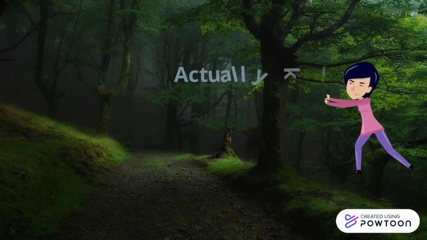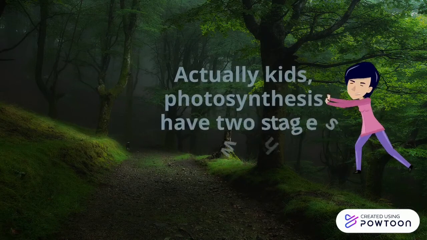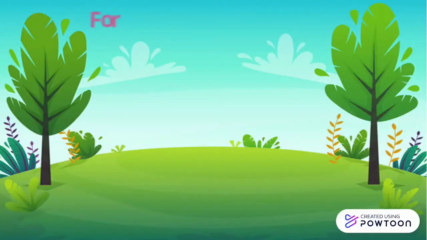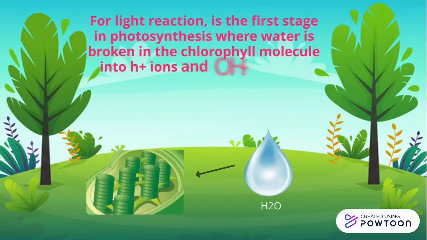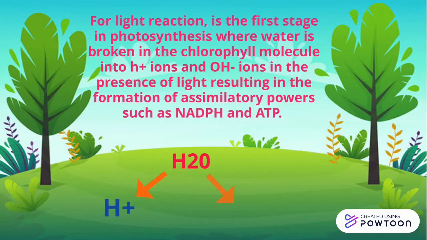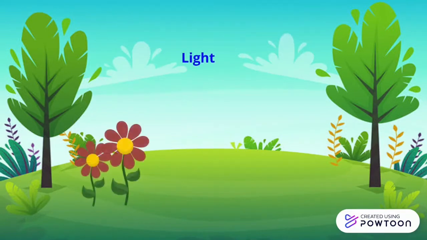Actually, kids, photosynthesis has two stages, which are the light reaction and the Calvin cycle. The light reaction is the first stage in photosynthesis, where water is broken in the chlorophyll molecule into H+ ion and OH negative ion in the presence of light, resulting in the formation of assimilatory powers such as NADPH2 and ATP.